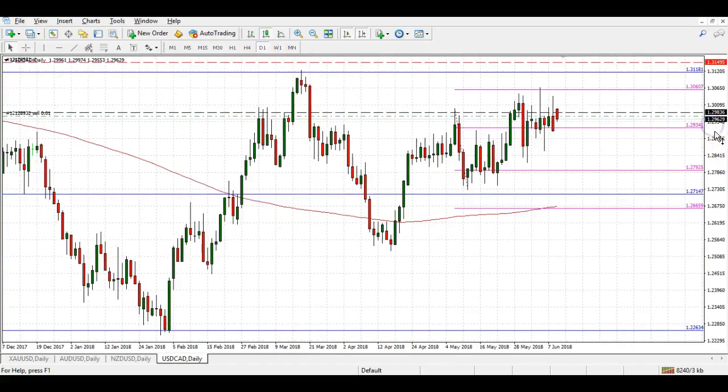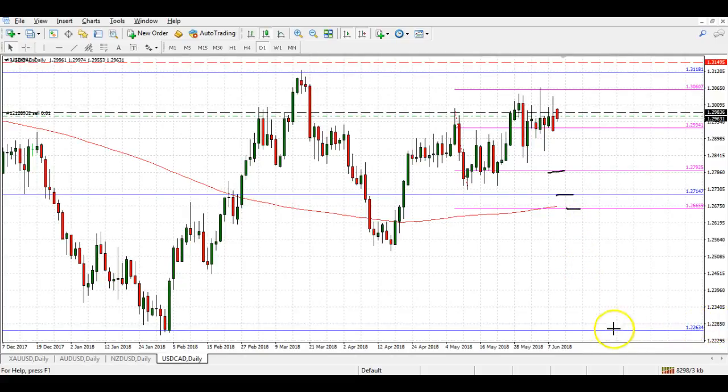But you can see that there are many obstacles along the way. Let me show you the daily chart here, which is the first support level. But then we also have the 27.92, the 27.14, the 26.65. Lots of important support levels to take notice of.